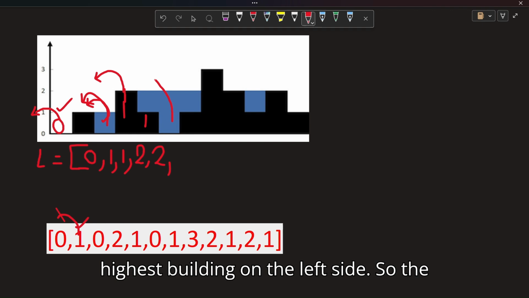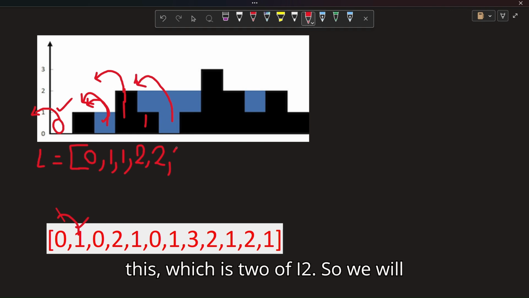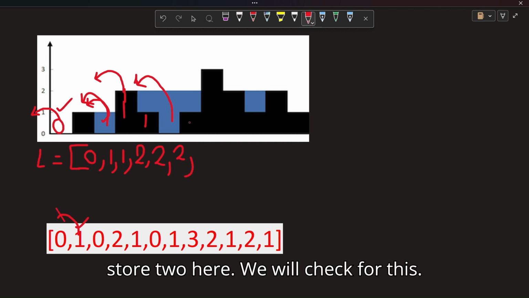We have to check the highest building on the left side. So the highest building on the left side is this, which is of height 2. So we will store 2 here. We will check for this.